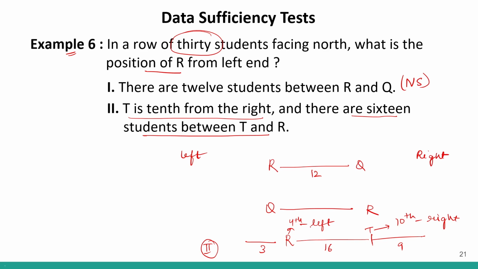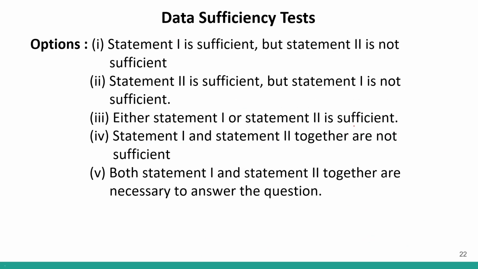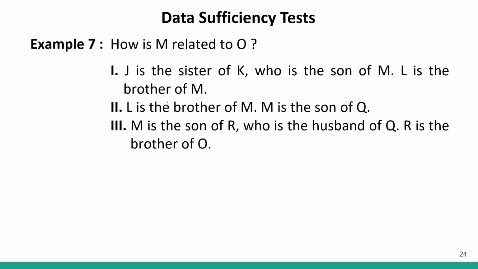This will be my answer. So, my correct answer I can find with only option number 2. Therefore, statement number 2 is sufficient. So, if I look at the options, option number 2 says that statement 2 is sufficient, but statement 1 is not sufficient. So, this will be my correct answer to this question. Clear? Now, let us look at example number 7.